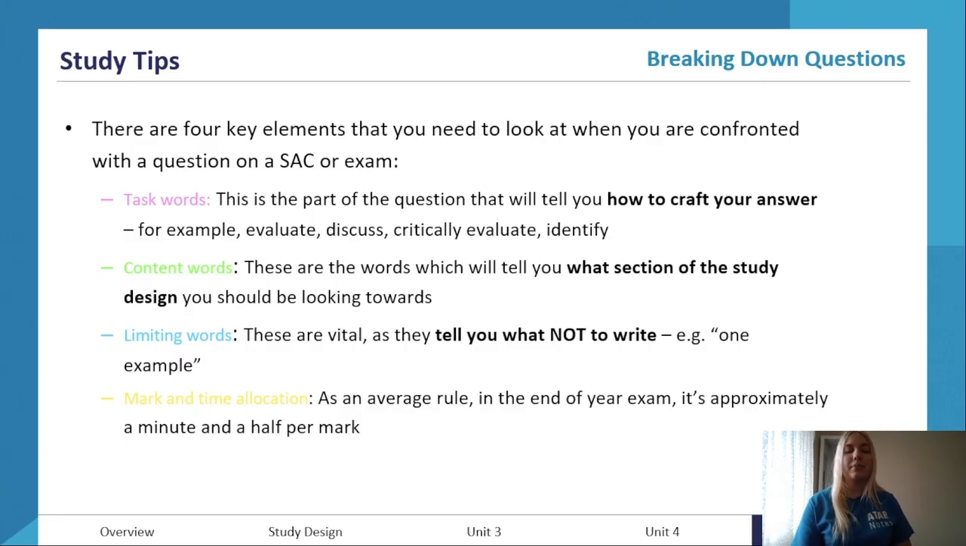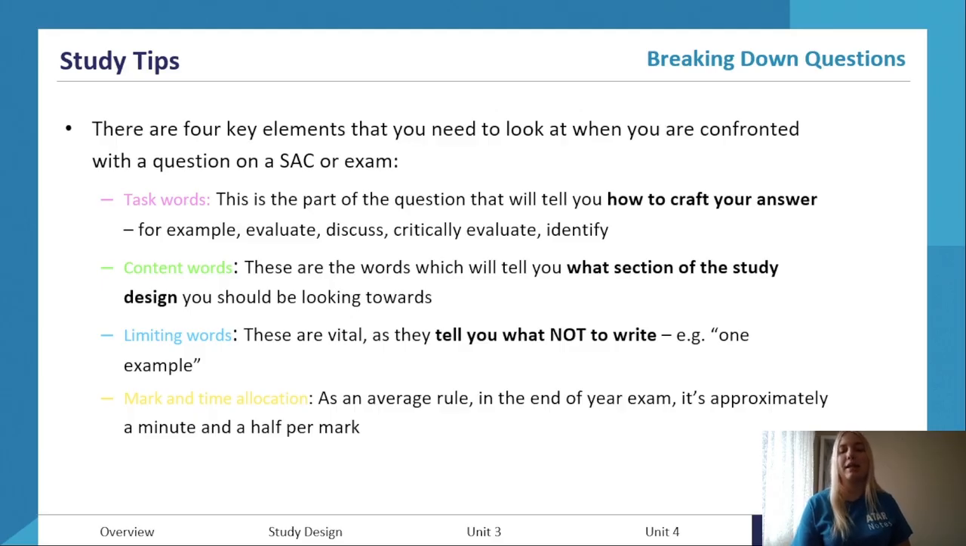Now, content words tell you what section of the study design your answer needs to be about. So, for instance, separation of powers, it tells you what you need to answer about. Limiting words tell you what not to write. So, for instance, if a question says one example, there are always students that are like, oh, yeah, this example I did, it's not so good, so I just started extending into a second example. No, because if there's a limiting word, you actually don't get marked past the point where your first example ended. So where you started your second example, even if that one's perfect, you ignored the limiting word and you don't get any marks in that area.